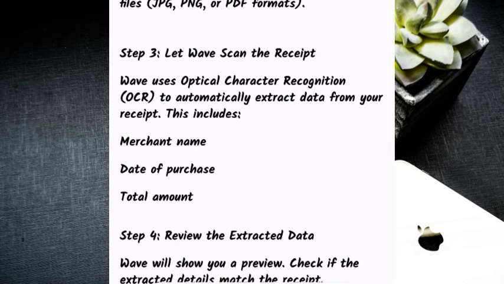Step 3, let Wave scan the receipt. Wave uses optical character recognition to automatically extract data from your receipts. This includes merchant name, date of purchase, and total amount.